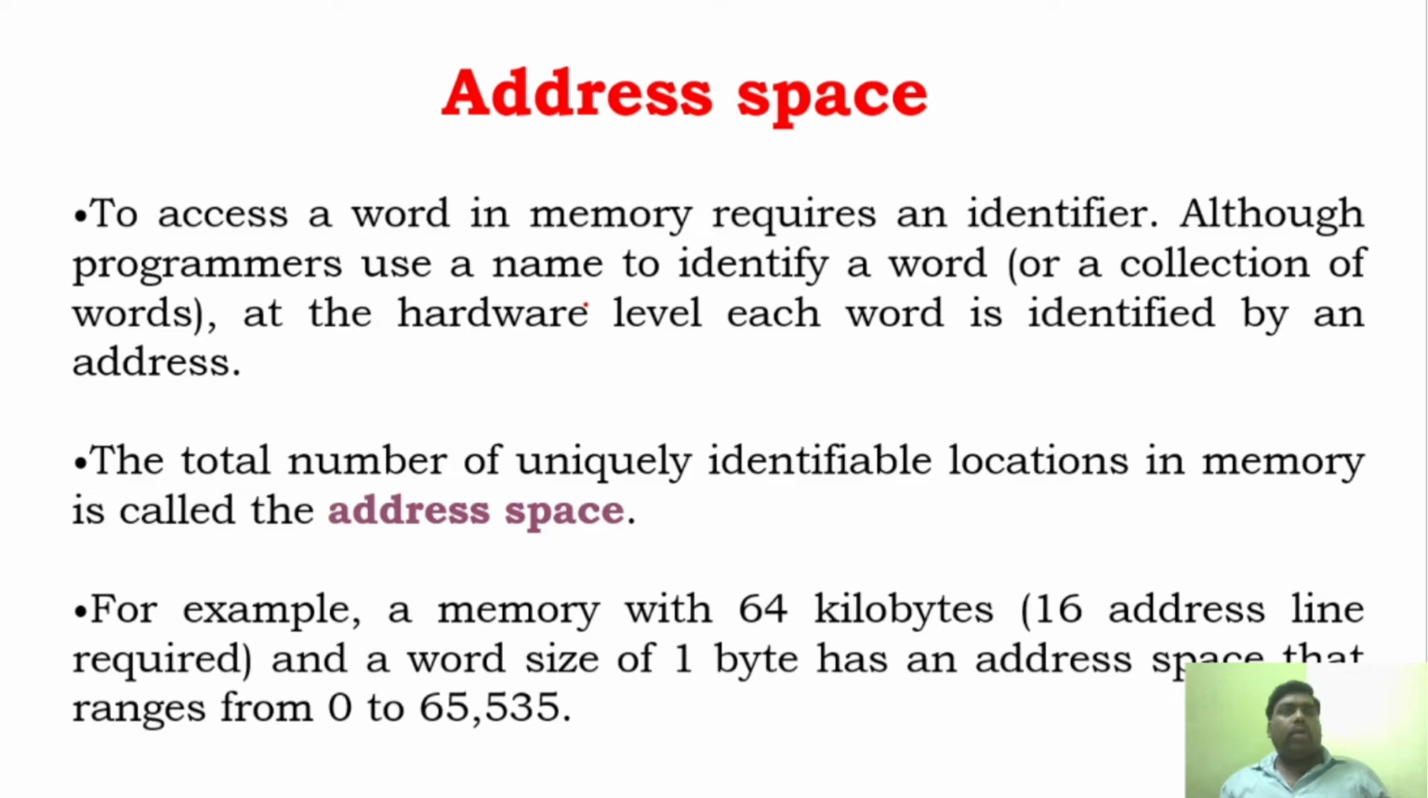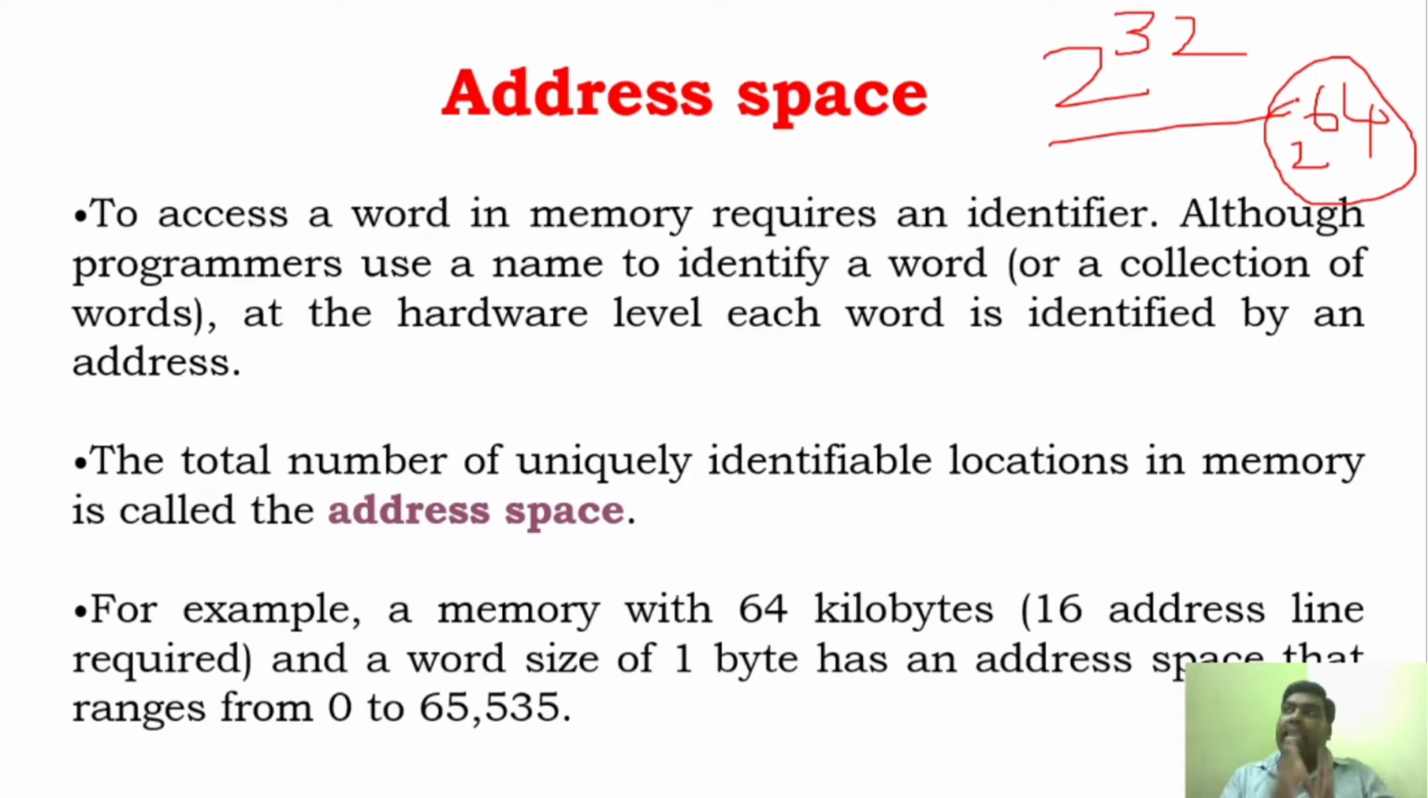Okay. So now we want to understand what is address space. Address space is the uniquely identifiable locations in the memory. That is the total identifiable locations in the memory. For example, if it is a 32-bit address, then the address space is 2 to the power of 32. And if it is 64 bit, it is 2 to the power of 64. That is the total number of locations. That is called address space.